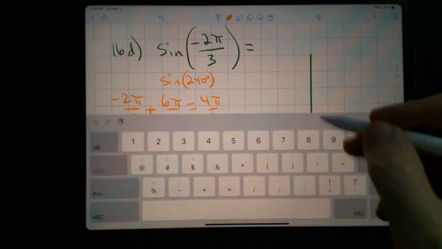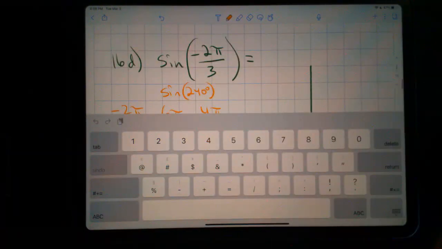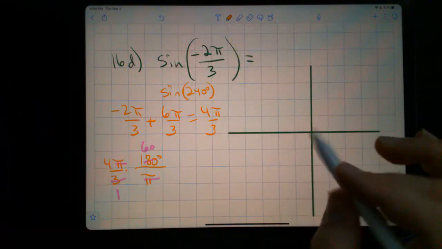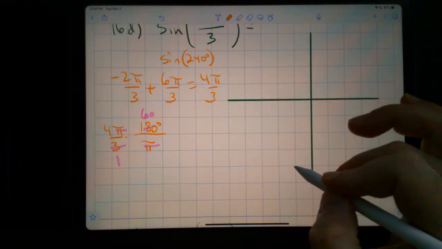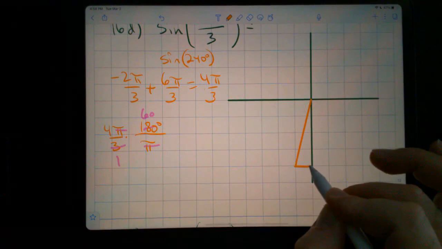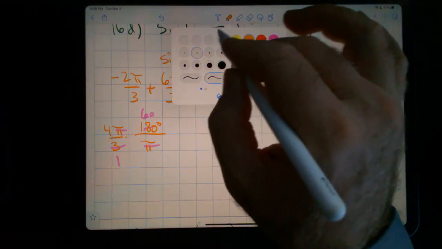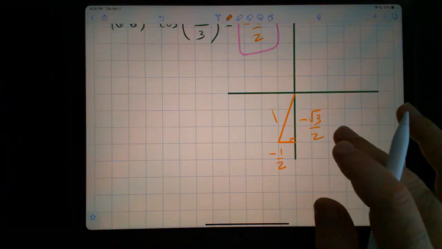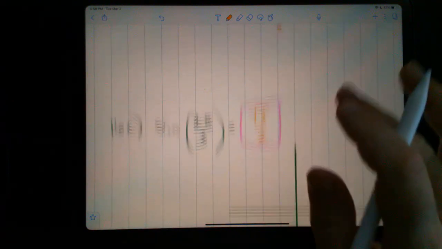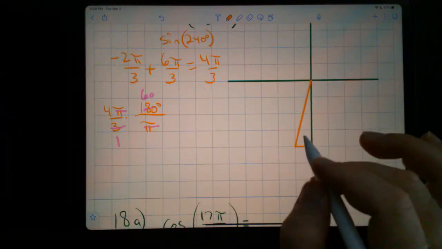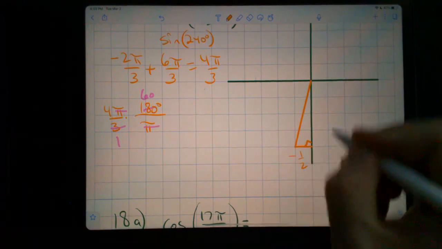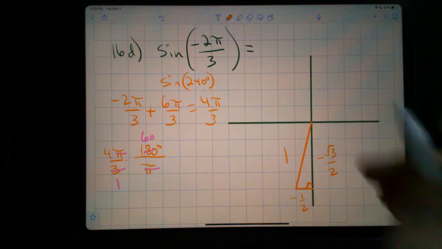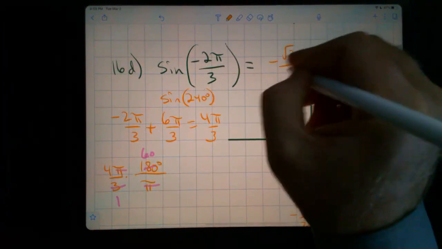240 degrees is 30 degrees off the vertical axis. So that we see that's the same as this one here. Okay. Negative 1/2, negative root 3/2, and a 1. So the sine is your y value. This is negative root 3/2.